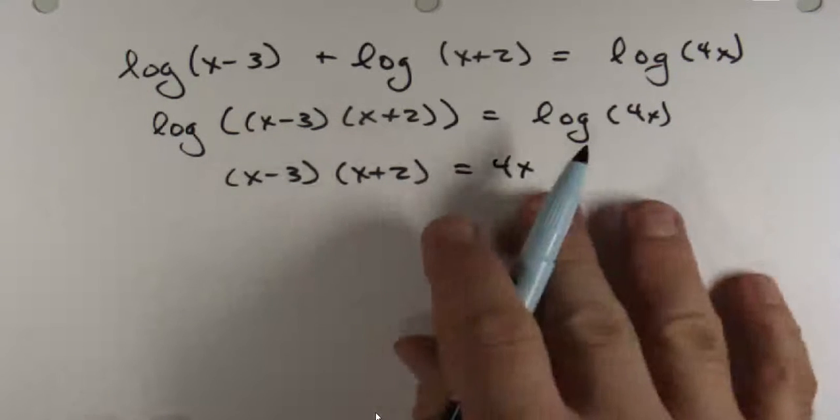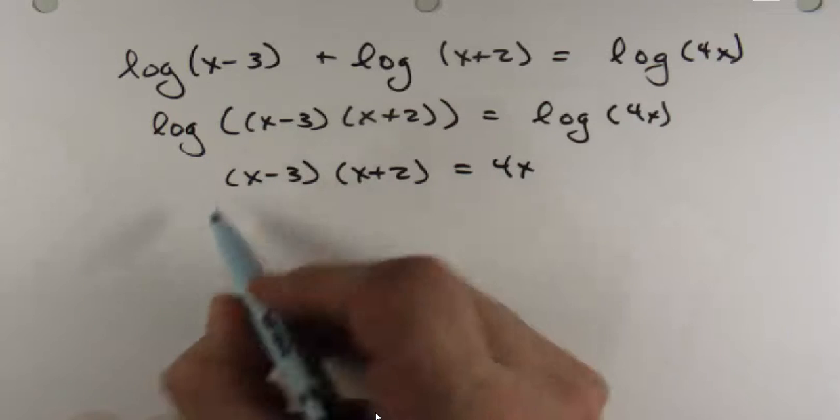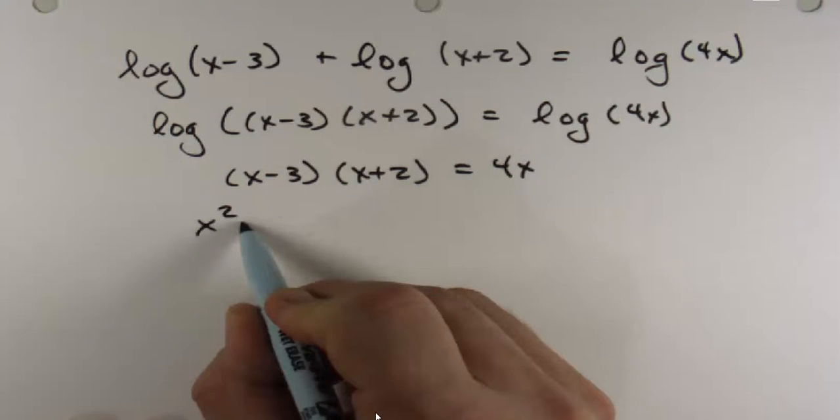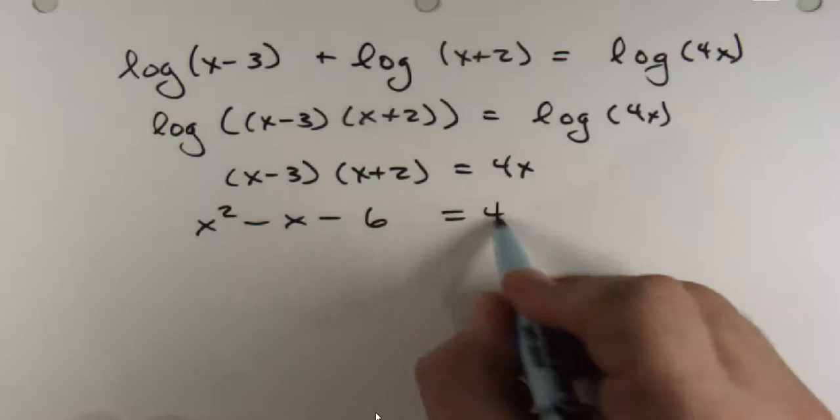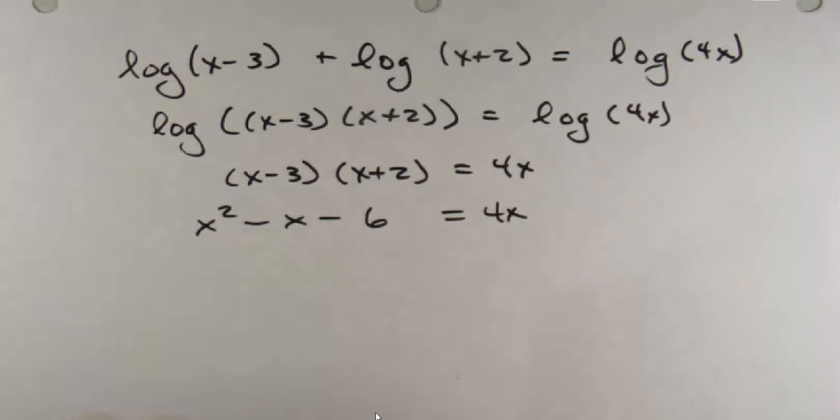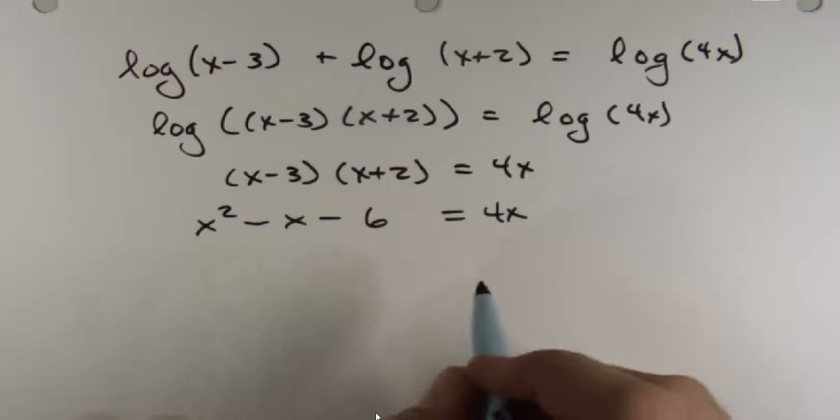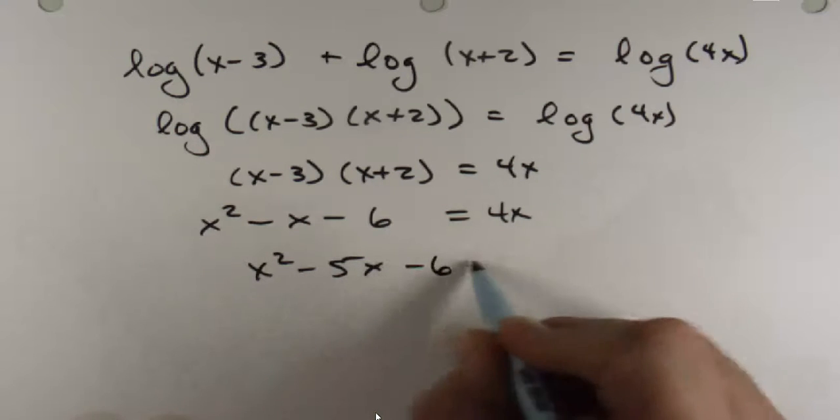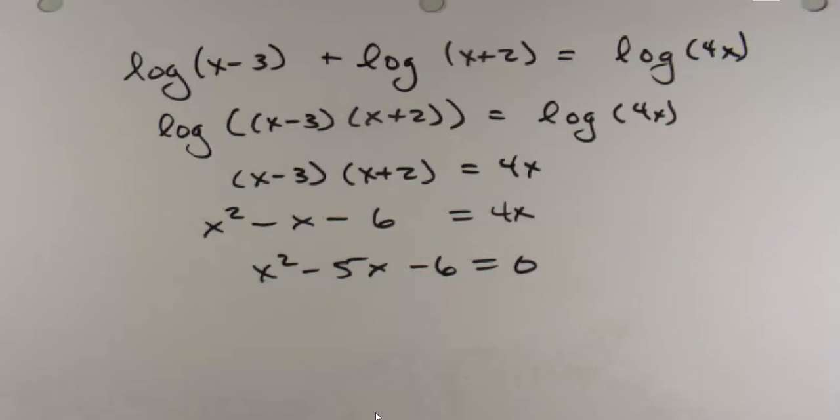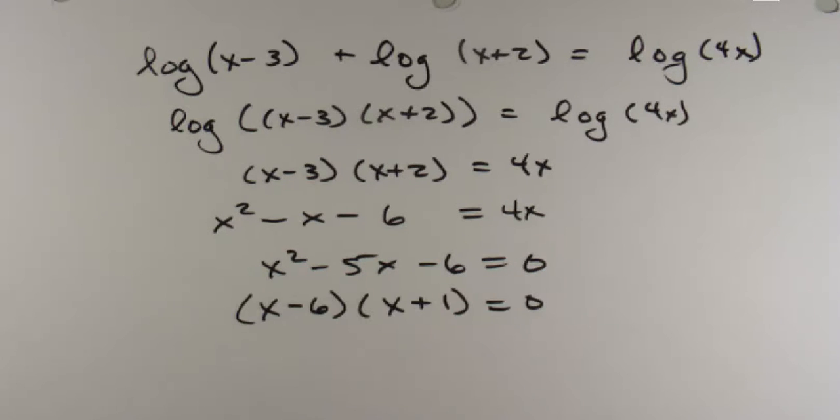This side is okay right now. I need to work on the left-hand side. If my memory is correct, that's x squared minus x minus 6 is 4x. Subtracting 4x, x squared minus 5x minus 6 is 0. Now I'm going to pause this video. What I want you to do is factor that, and I'll be right back.